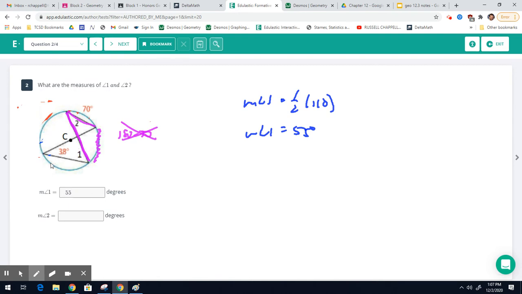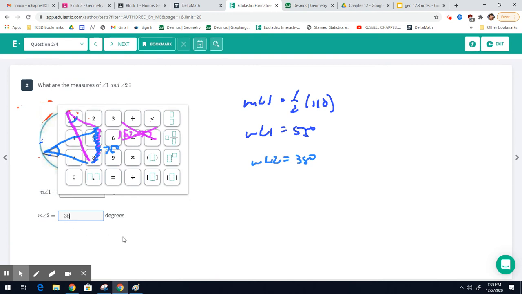But wait, they give you this 38. Why do they give you this 38? If we trace the angle 38, it intercepts the exact same arc that angle 2 does. That means that this angle, 38 degrees, and angle 2 are congruent. So the measure of angle 2 is also 38 degrees. Again, we could also double 38 to get 76. This arc is 76 degrees, so then take half of it to get the measure of angle 2. Half of 76 is 38 degrees.